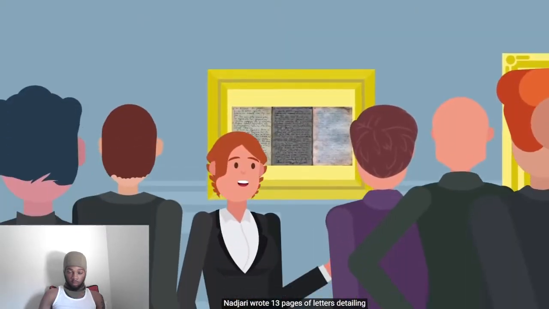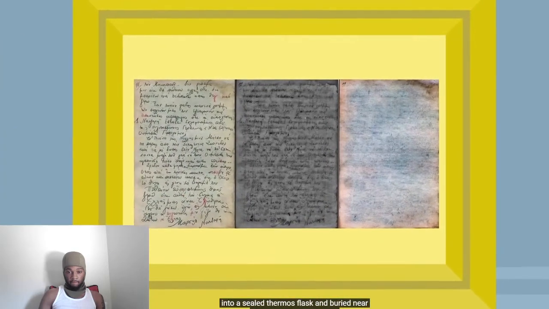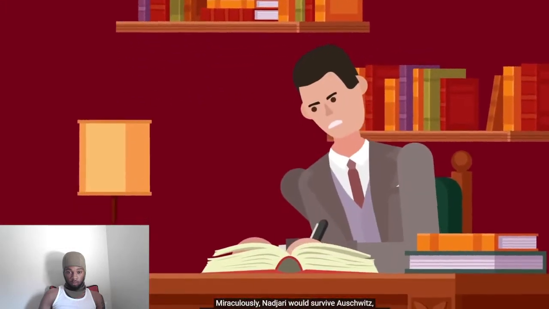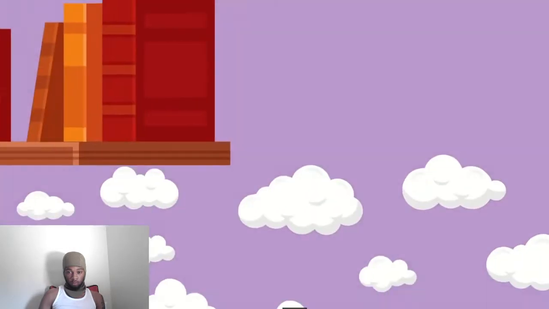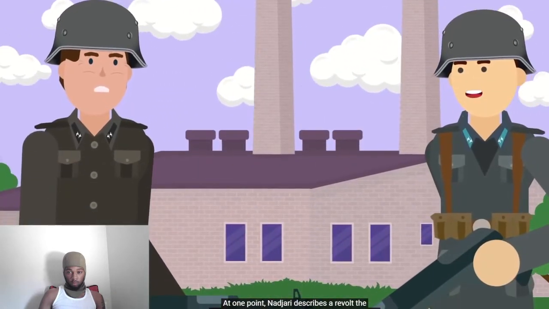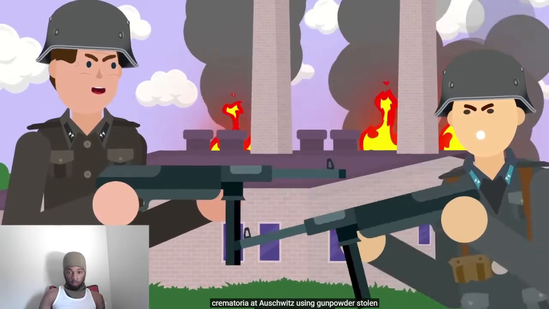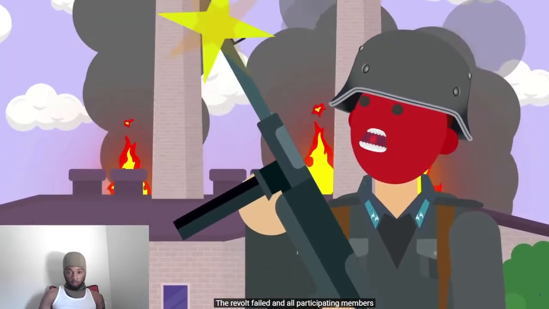Nadjari wrote 13 pages of letters detailing the horrors of Auschwitz, which he stuffed into a sealed thermos flask and buried near one of the crematoriums. Miraculously, Nadjari would survive Auschwitz, though many of his fellow Sonderkommando members didn't. At one point, Nadjari describes a revolt of the Sonderkommando who attempted to blow up the crematoria at Auschwitz using gunpowder stolen from Nazi soldiers. The revolt failed and all participating members were executed.